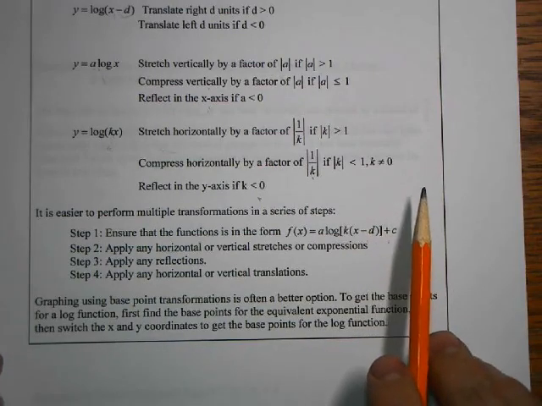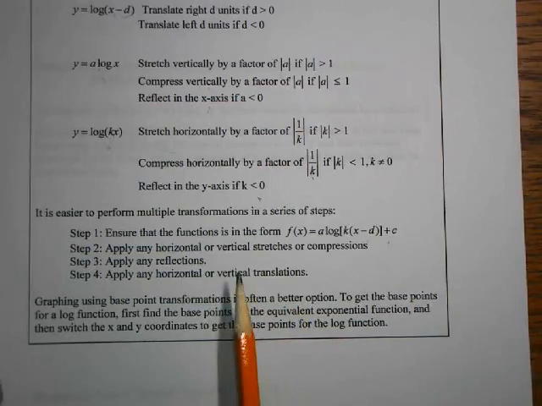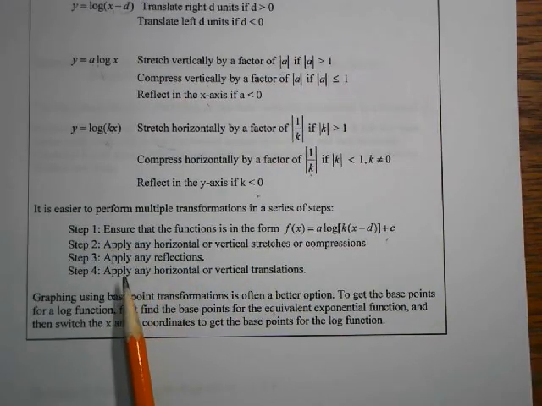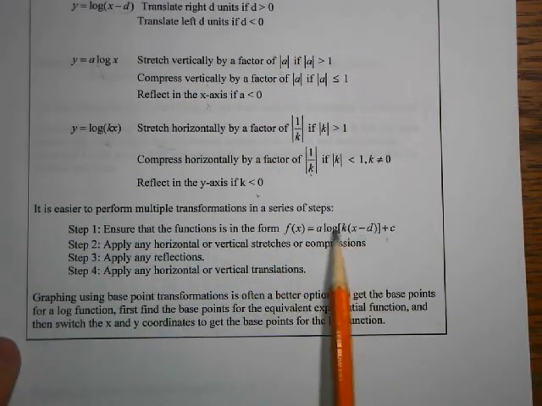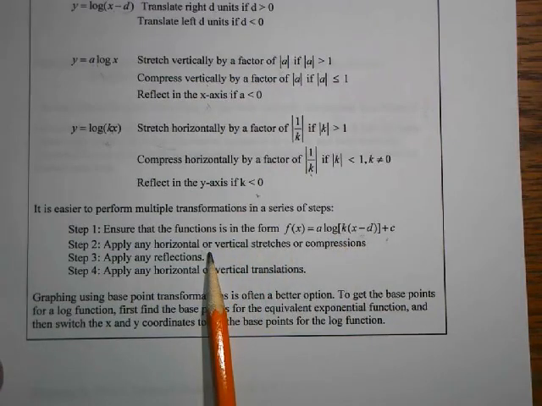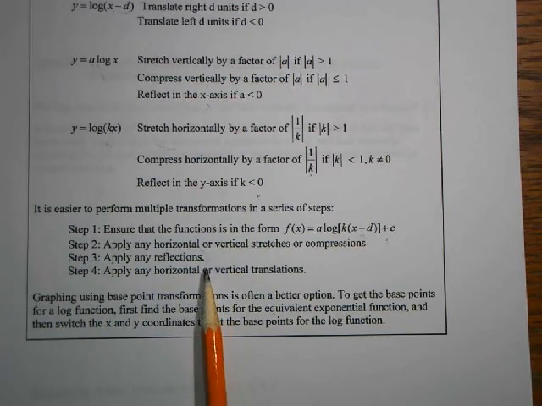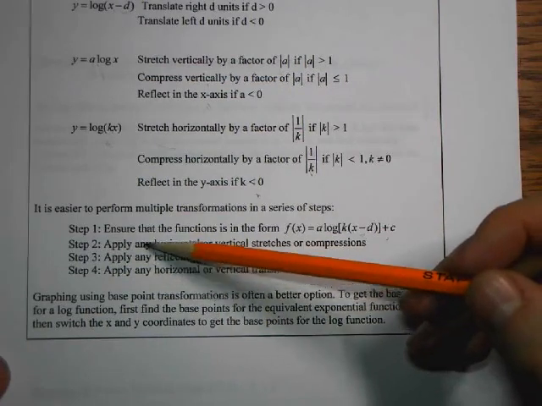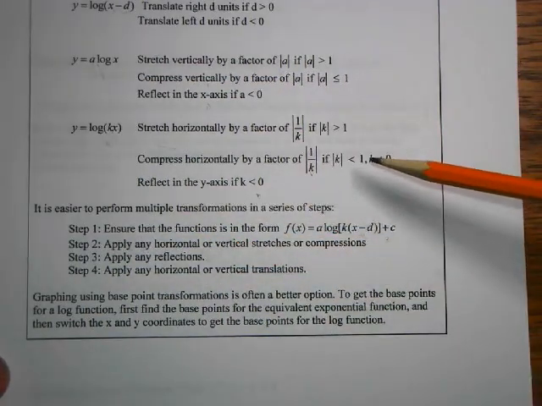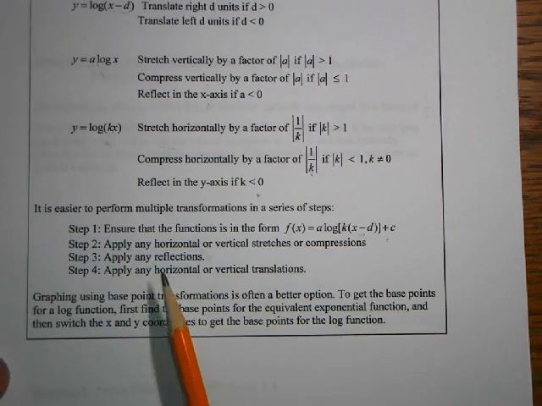Now, in terms of the order, it's the same as before. You're going to strip off the values of a, k, d, and c, and then you apply the compressions and stretches and reflections first, and then at the end you apply the vertical and horizontal translations. It doesn't really matter which you do first in steps 2 and 3. It actually works out the same, but definitely this last step has to be the last step. All translations are done last.